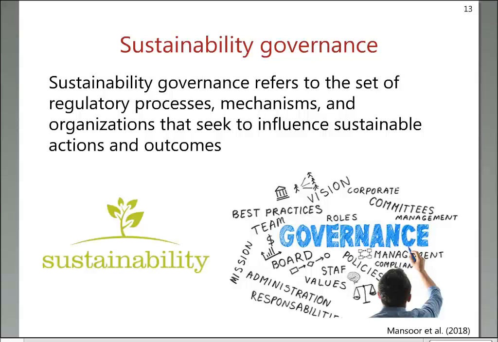Sustainability governance we define as a set of regulatory processes, mechanisms, and organizations that seek to influence sustainable actions and outcomes. It's a very broad definition. It can be governmental laws, acts and ordinances, and it can be certification systems. It can be best management practices. It can be company policies. So a very wide range of systems that all seek to influence and create more sustainable outcomes.